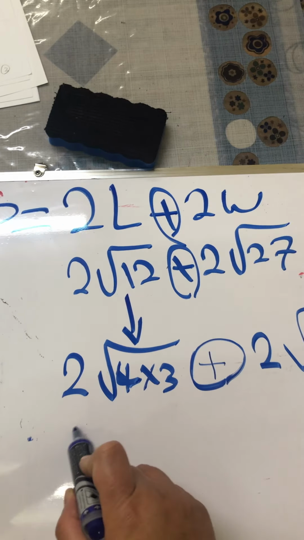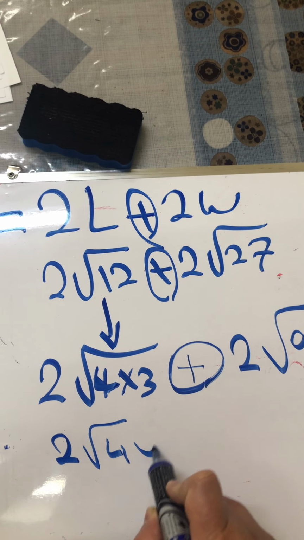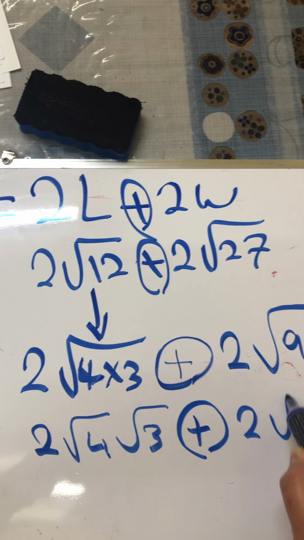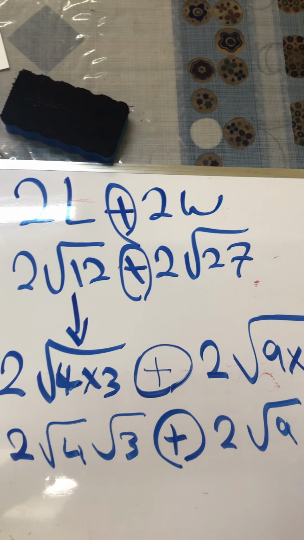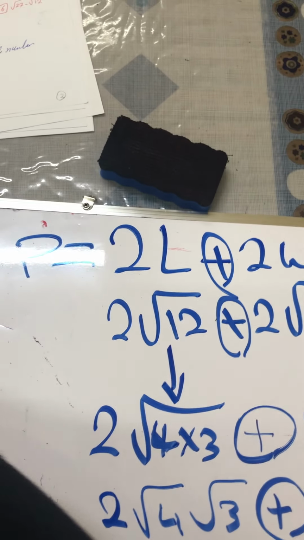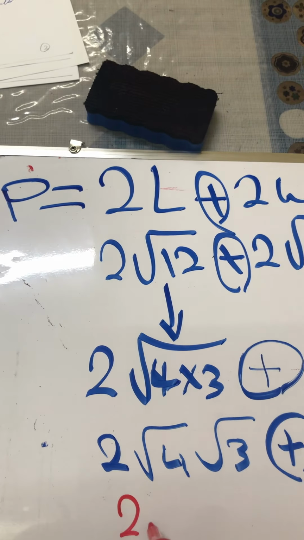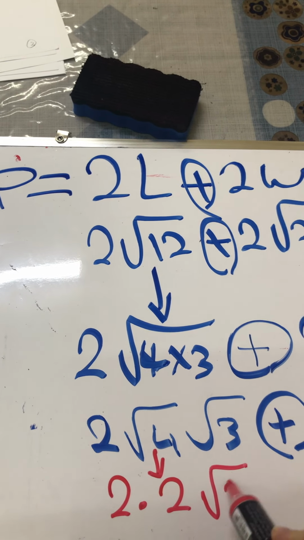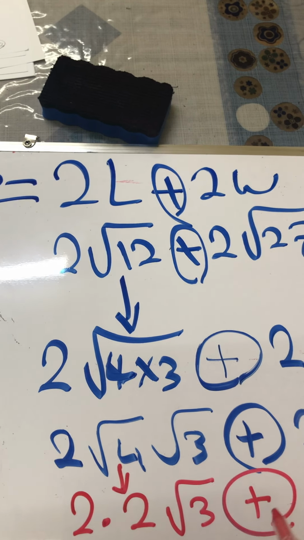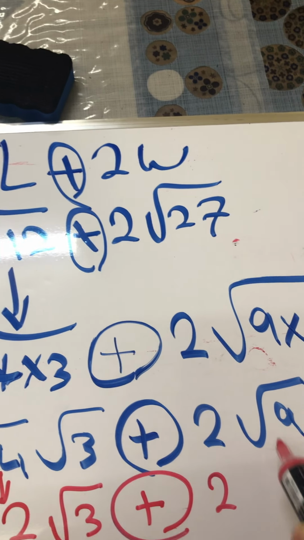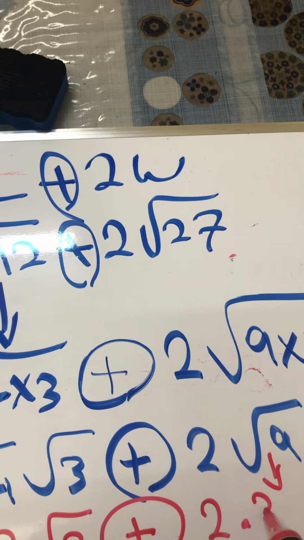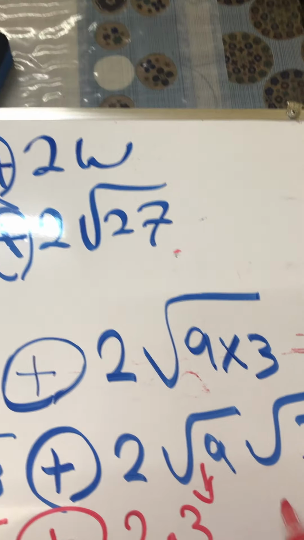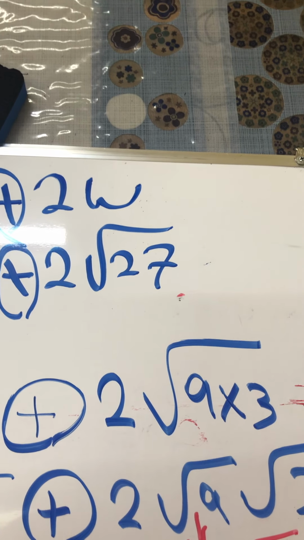Okay, so I can make it 2 square root of 4 square root of 3 plus 2 square root of 9 square root of 3. Now this 2 multiplied by 2, the answer of square root of 4, multiplied by square root of 3, plus this 2 and the square root of 9 equal 3. The operation between them is multiplication. And here multiply square root of 3.